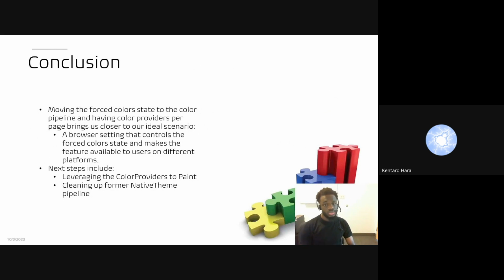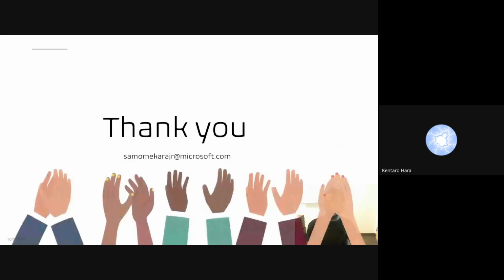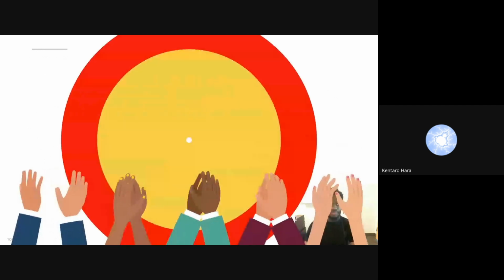In conclusion, moving the first color state to the color pipeline and having color providers exist per page brings us closer to our ideal scenario. The next step would see us using these providers to paint and fully deprecating the native theme as a color source.